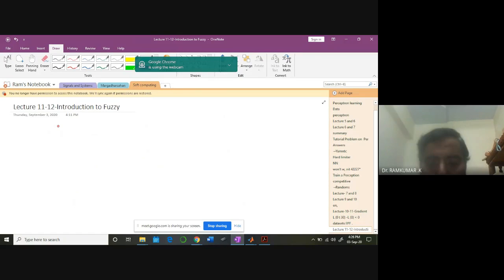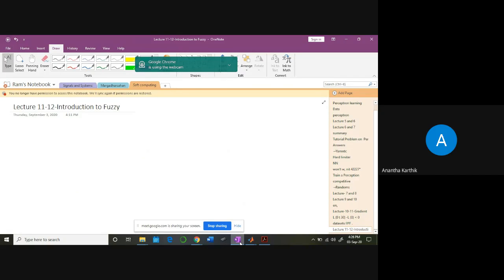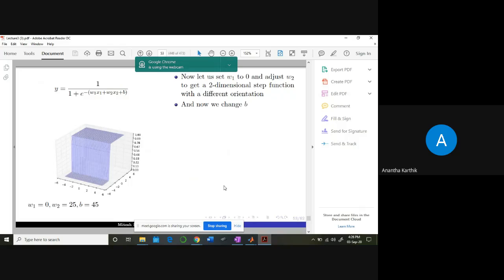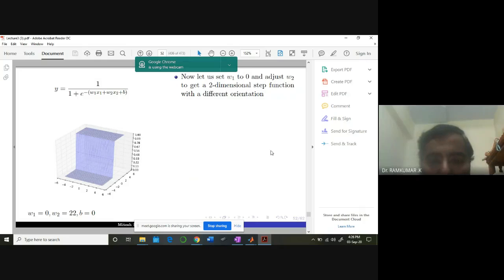Sir, one small doubt. We are constructing towers to guess the next one, no, sir? No, the idea is that, that is right. So the idea is something like this.